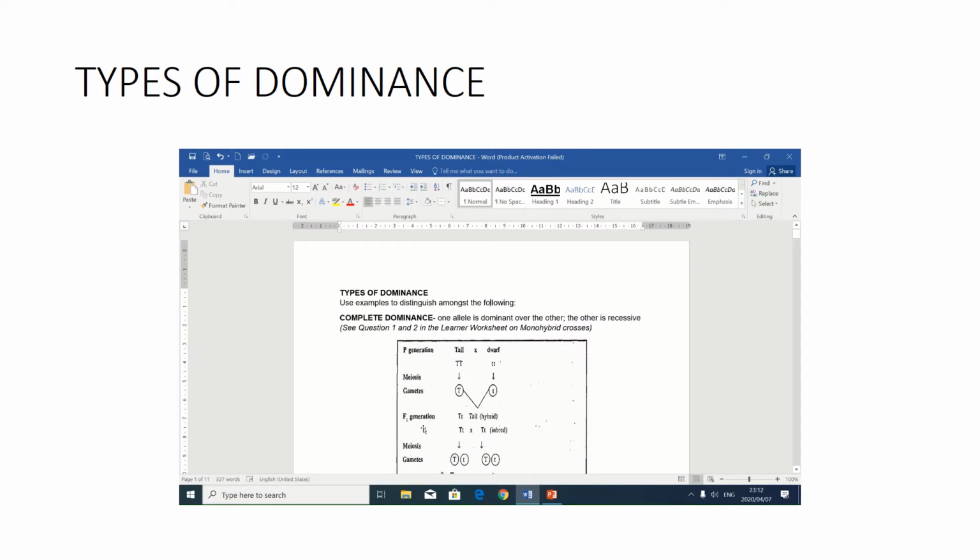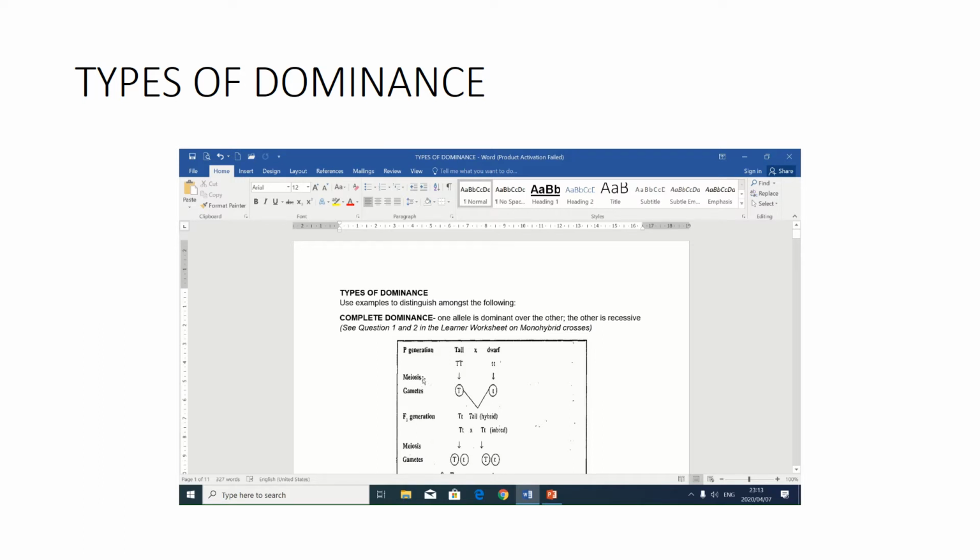Whilst still on the process of a monohybrid cross, where we look at the inheritance of one characteristic, right now we are looking at the inheritance of height in pea plants, where a tall plant is crossed with a dwarf plant. And if you look at the genotype of the P1 parents, you can see that the tall plant is homozygous dominant, whereas the dwarf plant is homozygous recessive.